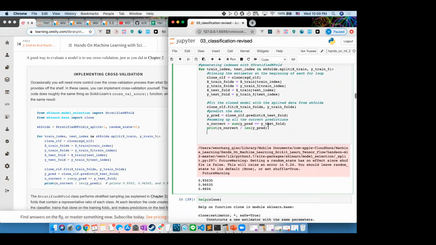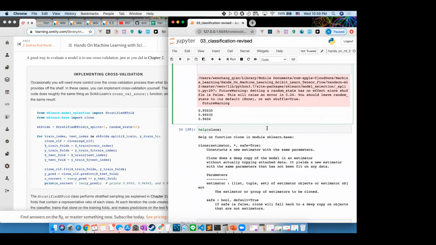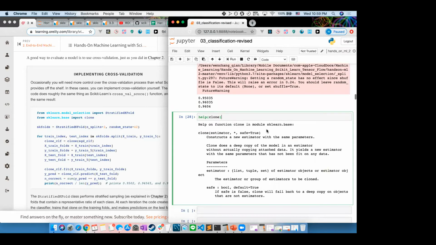Cool. Hey, I had a question. The cloning is done on the untrained classifier, right? Not on the trained one. Well, it says clone does a deep copy of the model in an estimator without the data. Initially, we trained on the whole training data set. We don't want to do that, right? We don't want it to look at the validation set. Every time it yields a new estimator with the same parameters that has not been fit on any data. So that answers the question.